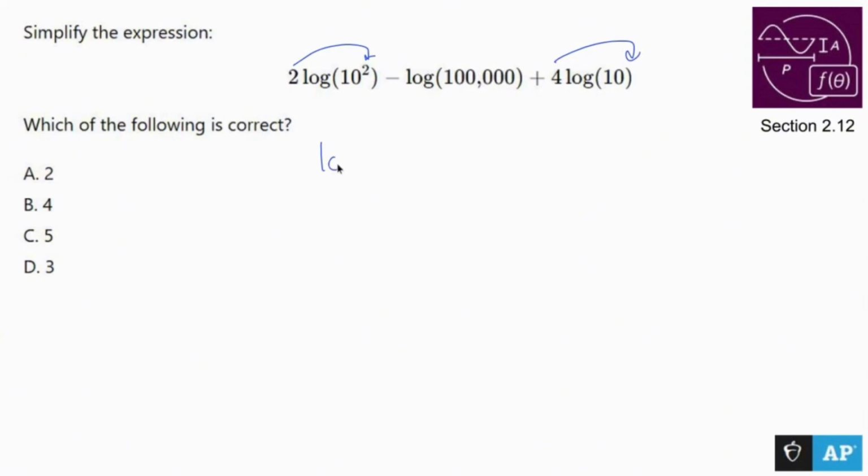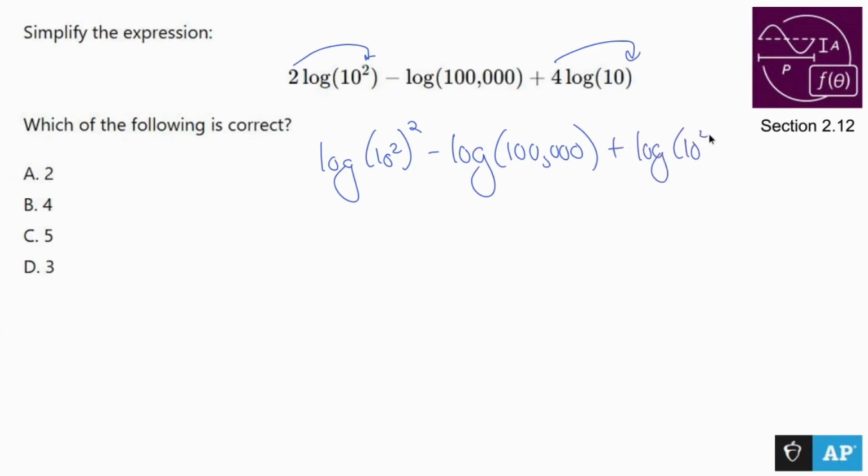So this becomes log of 10 squared squared. I'll fix that in a minute. Log of 100,000 plus log of 10 to the fourth.